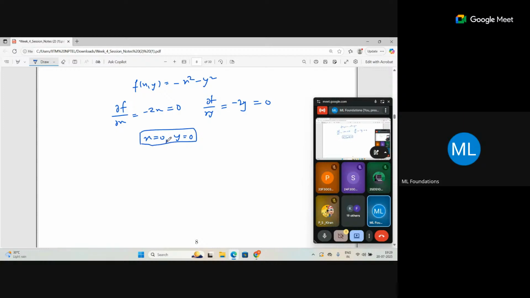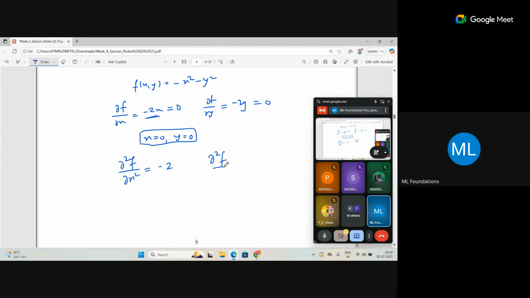We'll have to check whether this stationary point gives a maximum or minimum. For that, I need to find the Hessian matrix. The step to do that is to find the second derivatives. My first partial derivative was minus 2x, so its second derivative with respect to x will be minus 2.